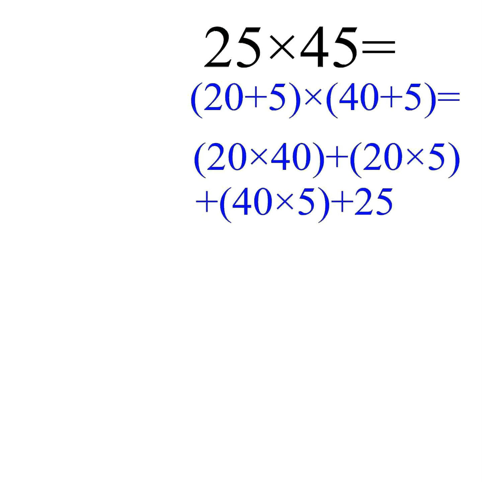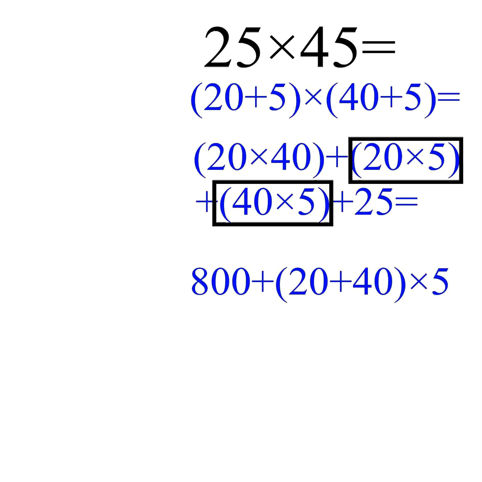So 20 times 40 would be 800. And again, using the distributive property, we could write the sum of these two as the sum of 20 and 40 times 5 plus the 25. Okay.